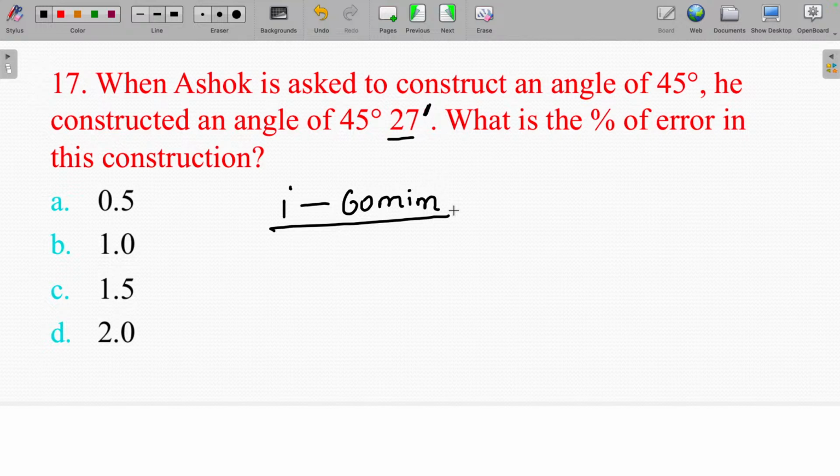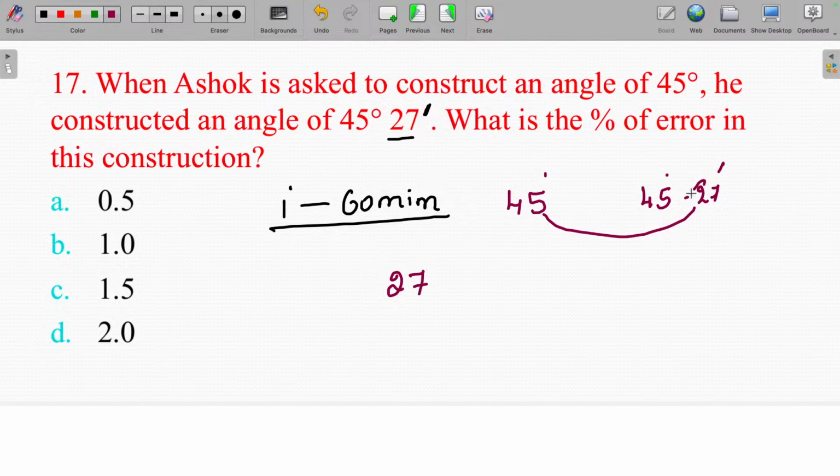Okay, shall I do it? When Ashok is asked to construct an angle of 45 degrees, I said you should construct 45 degrees, but he constructed an angle of 45 degrees 27 minutes. This is the meaning, that means the error will be an extra 27. Yes or no? Yes. 27 minutes, but I want it in degrees.